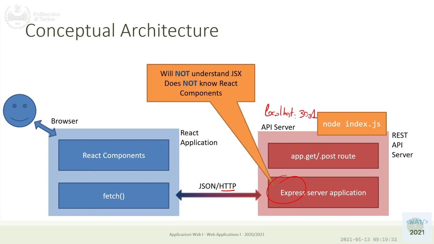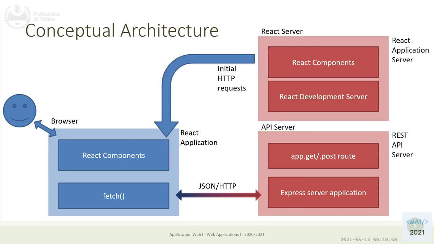This one doesn't understand the JSX, doesn't understand how to package and bundle the React components. It only implements the routes that we are programming, the HTTP APIs that we have developed. So we have two servers, the so-called two-server problem. The same browser page contains JavaScript received from the first server, let's say running on port 3000, and needs to make calls on port 3001, which contains the API implementation.